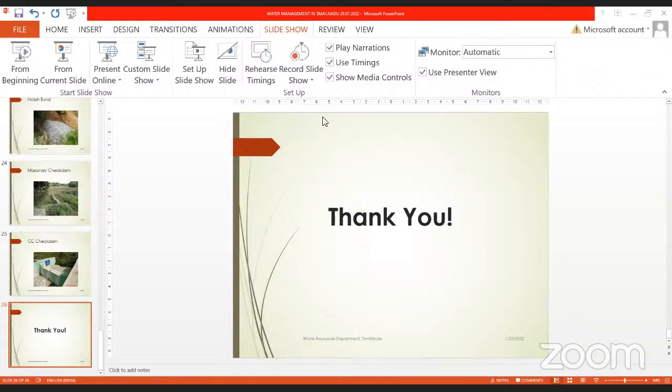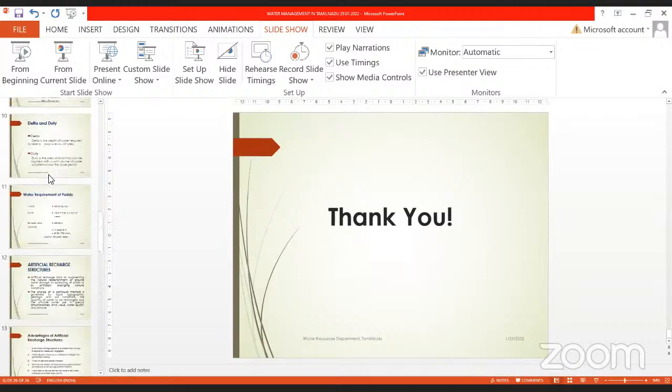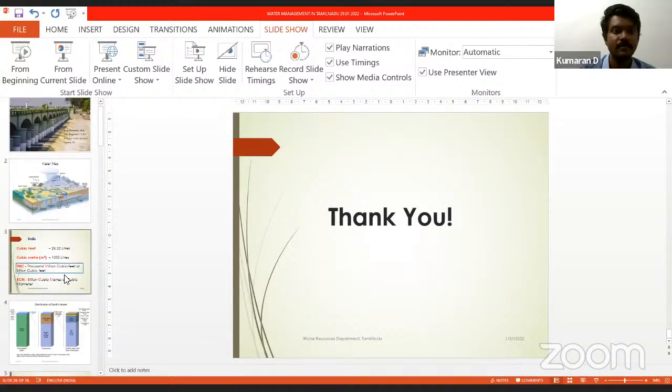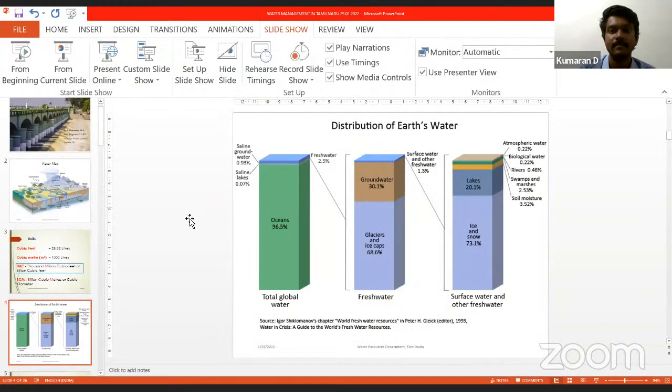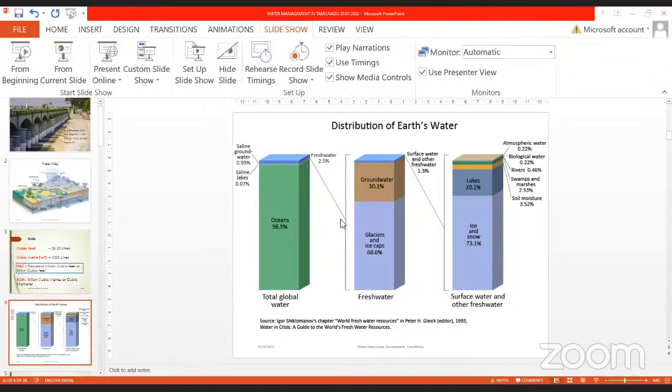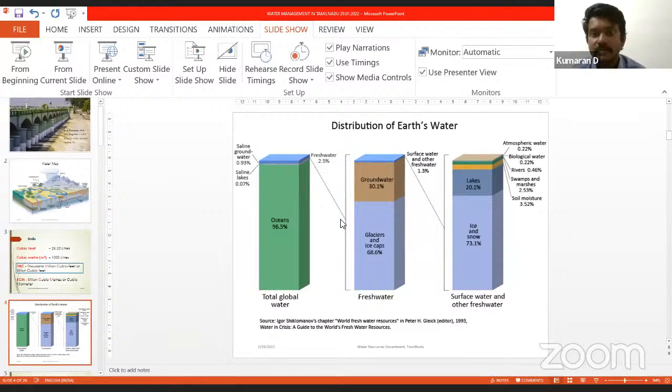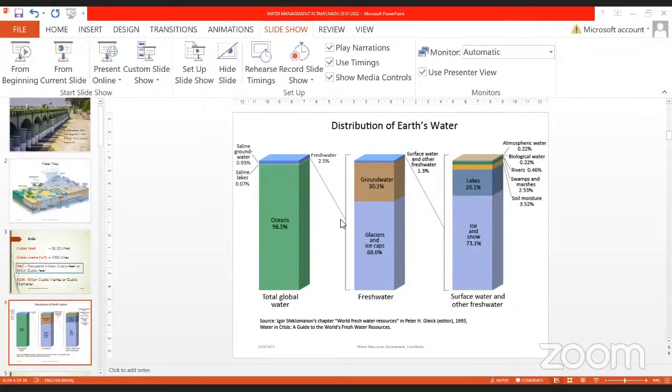I have a question on the slide where it showed different distributions, probably slide 2 or so. Okay, I'll go back. Yes, sir. In this slide, you mentioned the last column, ice and snow, 73%. I'm kind of concerned about the validity of this one. In Tamil Nadu, we don't get any ice.